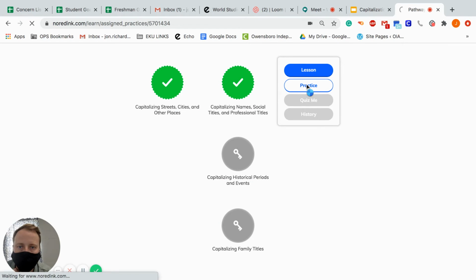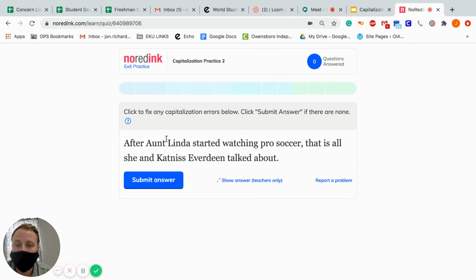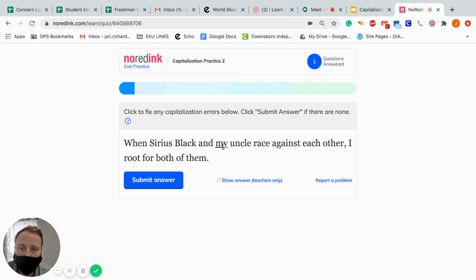So let's try this practice. So after Aunt Linda, so it's with a name, so we know that is capitalized. Started watching pro soccer. That is all Katniss Everdeen talked about. So we're good to go there. When Sirius Black and my uncle race against each other, I root for both of them. So can we replace uncle with Bob and it still works? When Sirius Black and my Bob race again. No, it doesn't make any sense, okay? So we do not capitalize it.